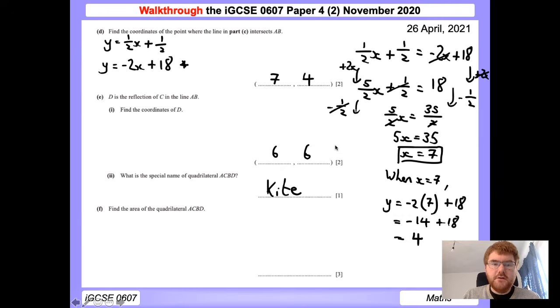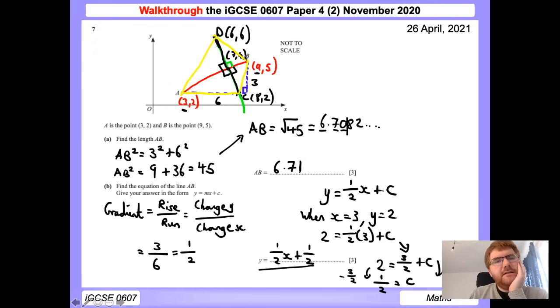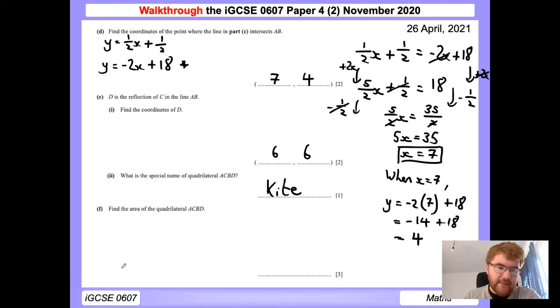Okay, and on to question F. So we need to find the area of this quadrilateral ACBD. I did have a think about this, and I don't like the way the mark scheme does it. So what I'm going to do is draw this out again. I'm going to draw out the rough kite that we have, and try to do it to a decent scale. So we've got A. The general formula for working out the area of a kite is to take these two diagonals I'm putting in, multiply them together and divide by 2.